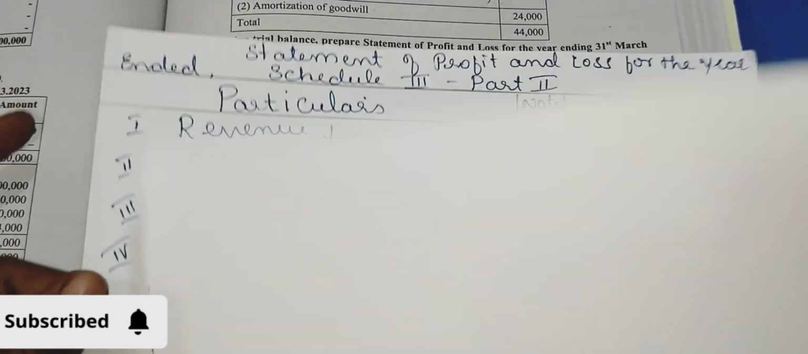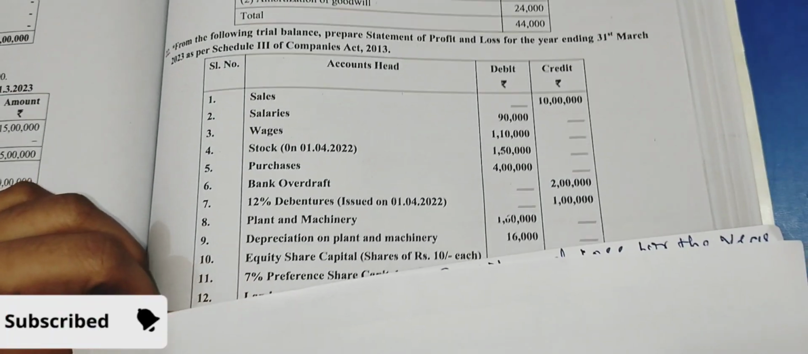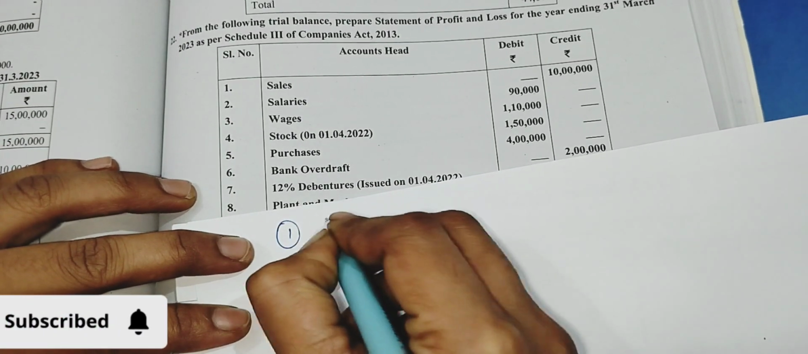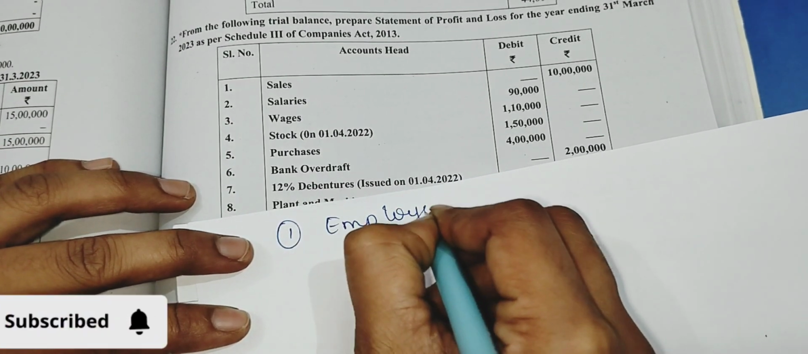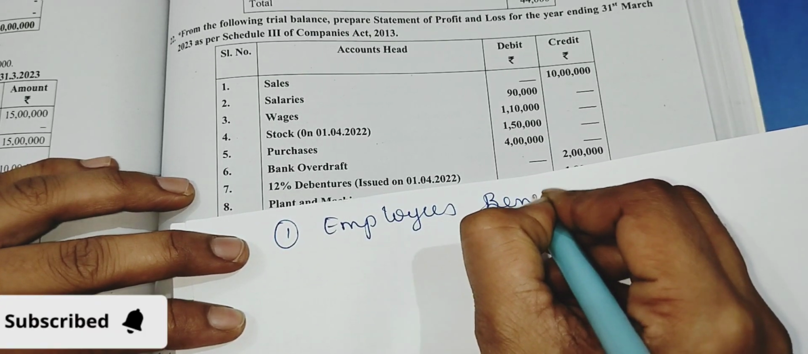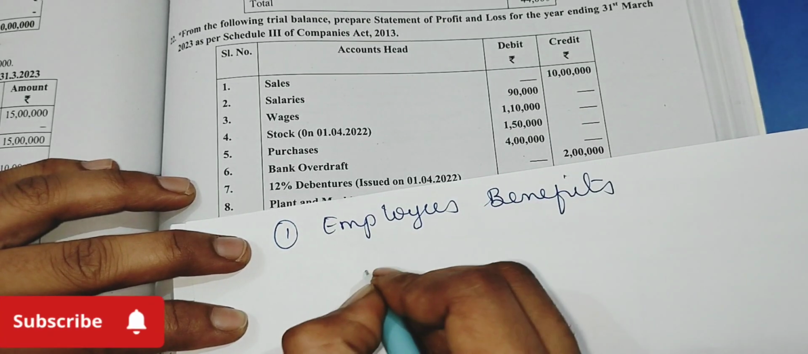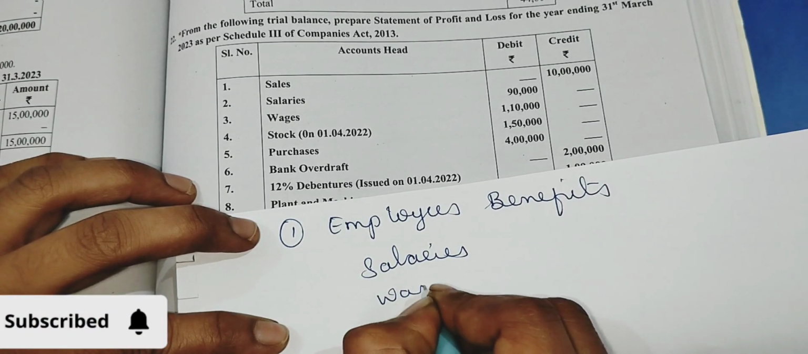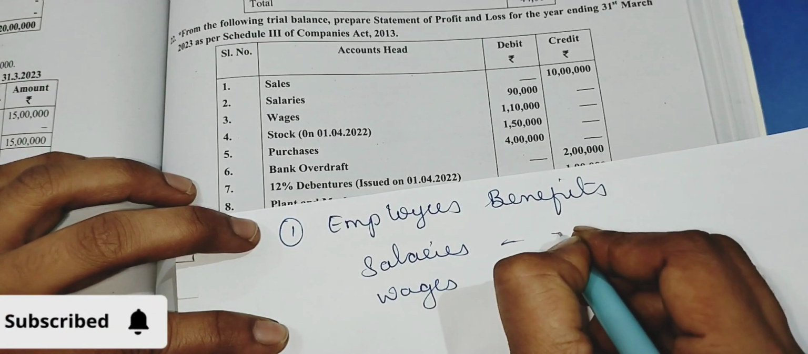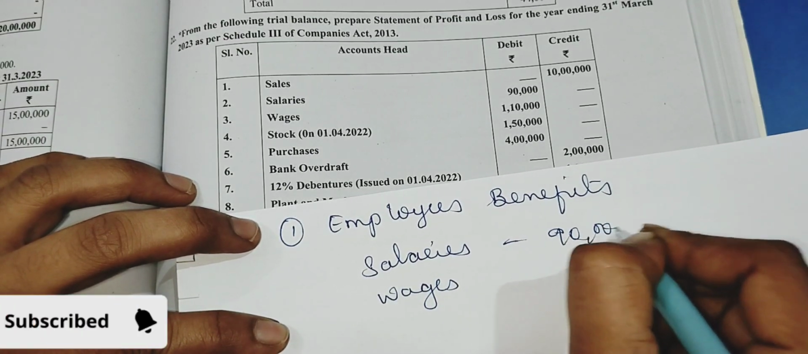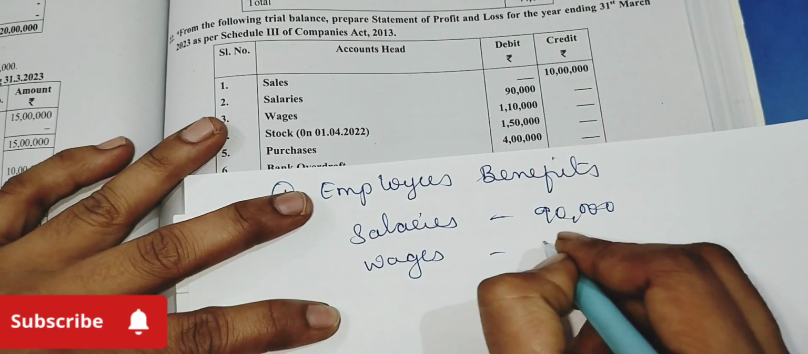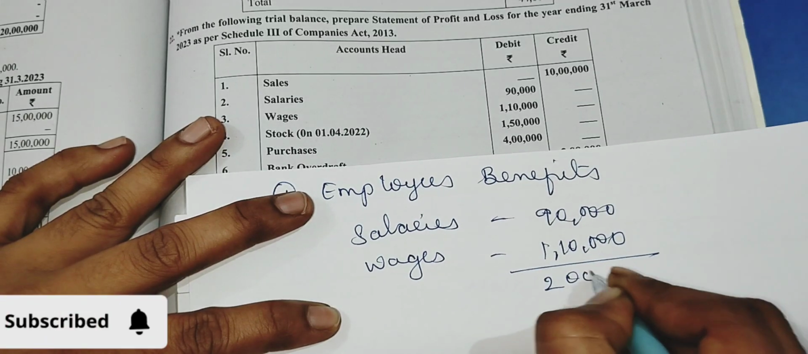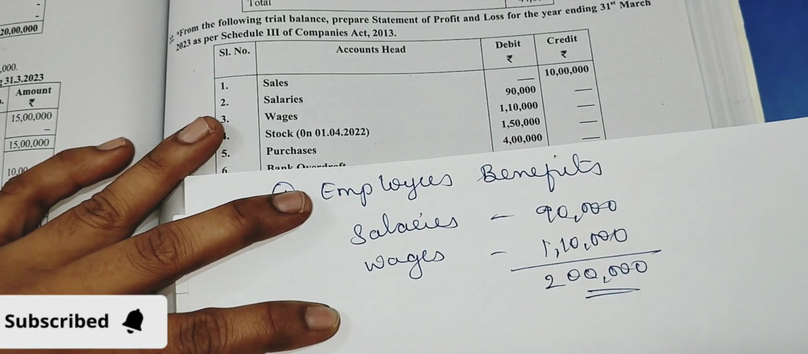First, let us prepare the notes on account, because only 3 notes we need to prepare for this question, right? So the first one is for employee benefits. Note 1 is for employee benefits. Employee benefits is what? Salary and wages. Salary is how much? It is 90,000. Wages is 1,10,000. So total 2 lakh is employee benefits.